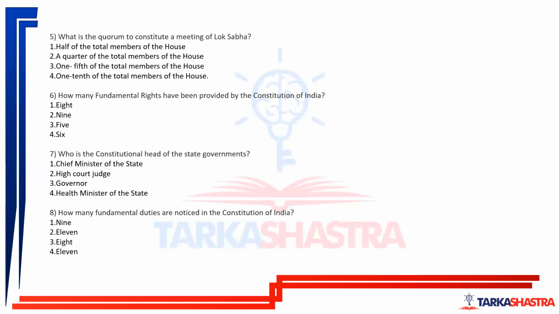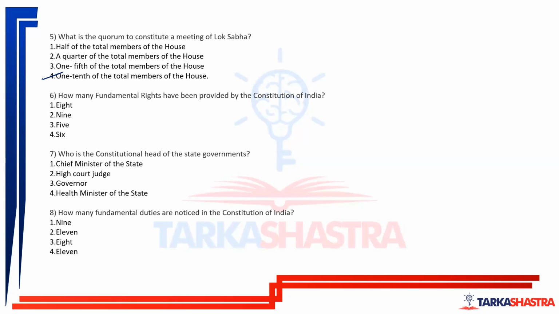constitute a meeting of Lok Sabha? 1/10 of the total members of the house. ठीक है ना? 1/10 members. अभी total members of the house are how many? 545. उसमें से 1/10 मतलब 55 members अगर present रहे तो they can start with the quorum. They can constitute a meeting of Lok Sabha.